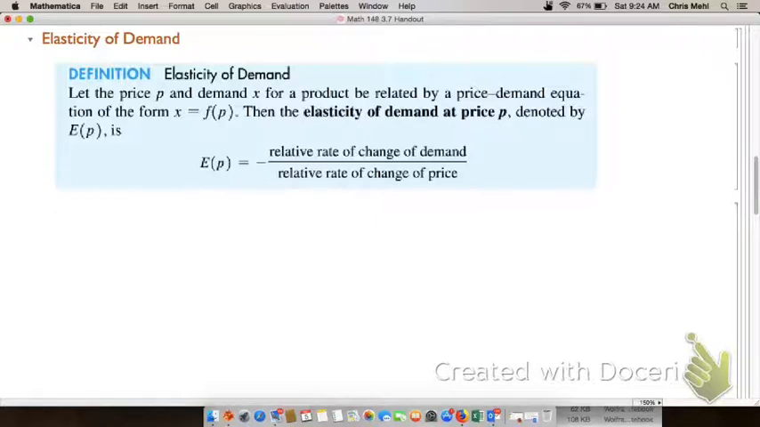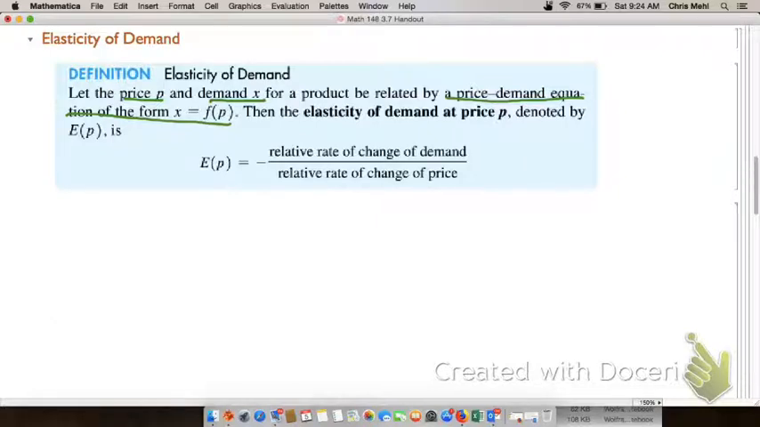So what you do is you let the price be P and the demand X. So for the elasticity of demand, we're going to have two variables. We have the price P, we have the demand X, and this is the price and demand for a product, and they're going to be related by a price-demand equation of the form X equals F of P. So that's telling us the demand is a function of the price per unit.